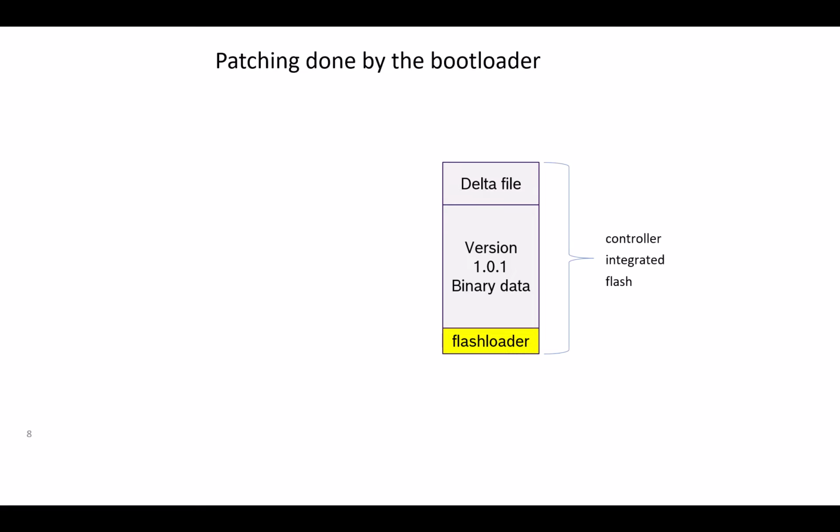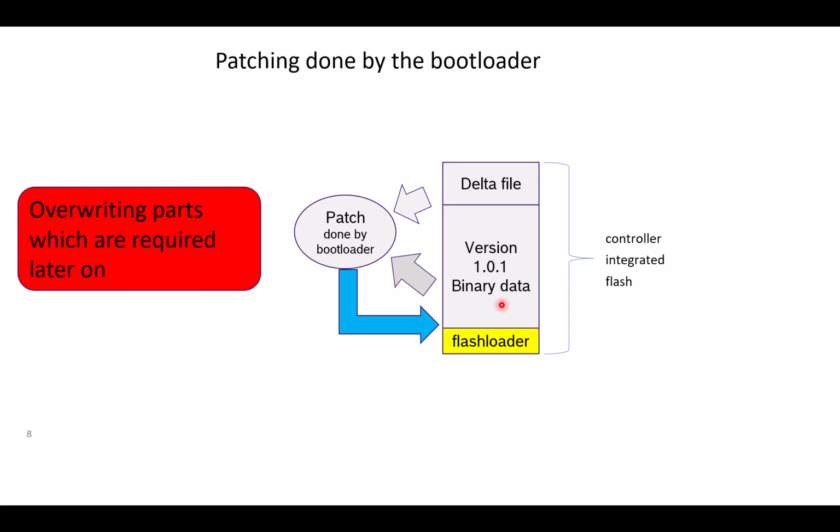Okay, what if we do the patching by the bootloader? So the application writes the Delta file on top of it, and the bootloader now starts patching. He reads the Delta file and the original binary version, and then it writes to, well, it can only write to that application data here. But that overrides part, which, remember, on the seek operation, might be used by the patch in a later stage.